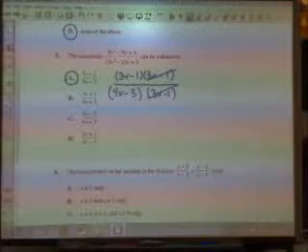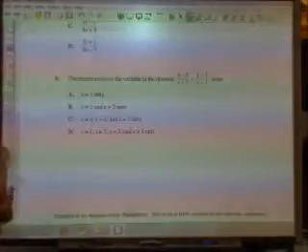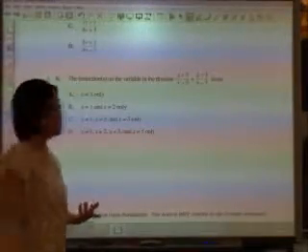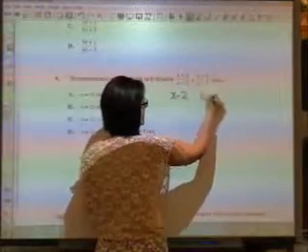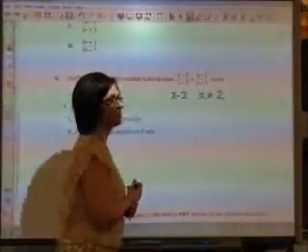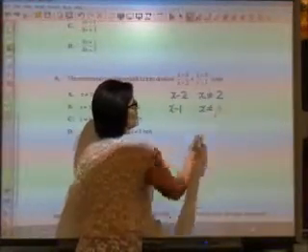For question number 6, we are asked to find the restrictions on the variable in the division. So when we are asked to find restrictions on the variable, we look at the denominator. So we're going to look at x minus 2, which means x can't equal 2. We'll look at x minus 1, meaning x can't equal 1.